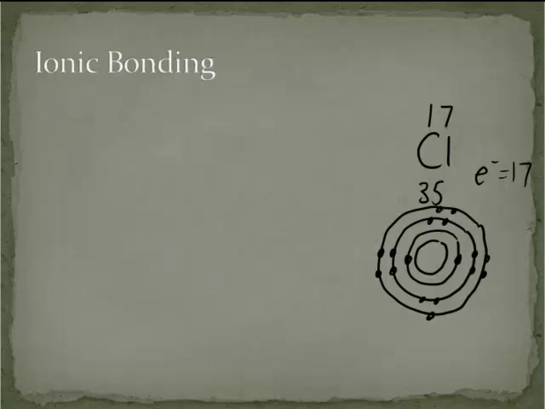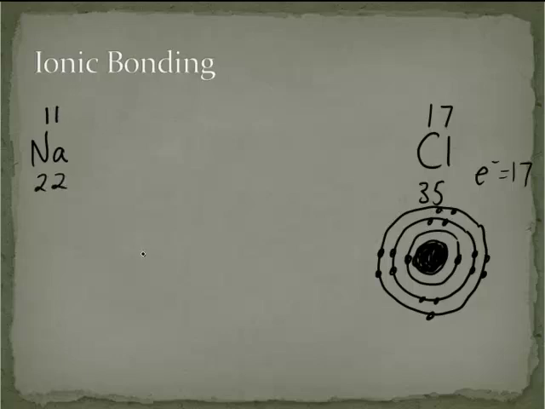Now that we've looked at how to set up the electrons around the atom, we're now going to look at how this is going to relate to bonding. So I've taken chlorine that we looked at in that last slide and I brought it to this slide. And then I'm going to add one more element here, sodium.